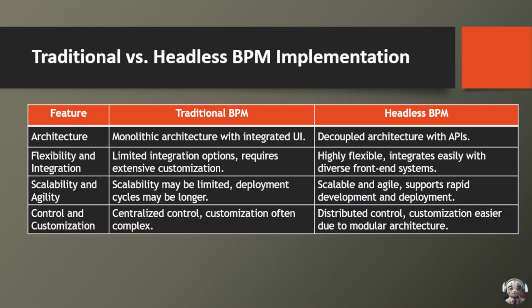Scalability and agility. Monolithic traditional BPM solutions can face scalability constraints and lengthier deployment cycles due to interdependencies across components. Headless implementations are generally more scalable, allowing for independent scaling of front-end and back-end process layers. They also enable much more agile, rapid development and deployment lifecycles by decoupling processes from UIs.